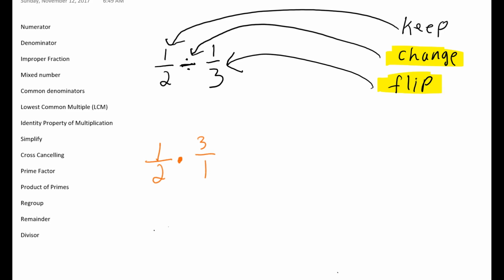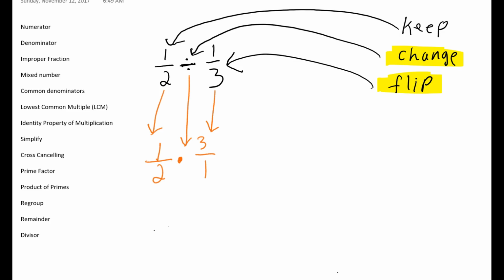I took this division problem and turned it into a multiplication problem by keep, change, and flip. I keep the first fraction, I change the division sign to a multiplication sign, and I flip the second fraction. And then I have a new problem: 1/2 multiplied by 3/1.